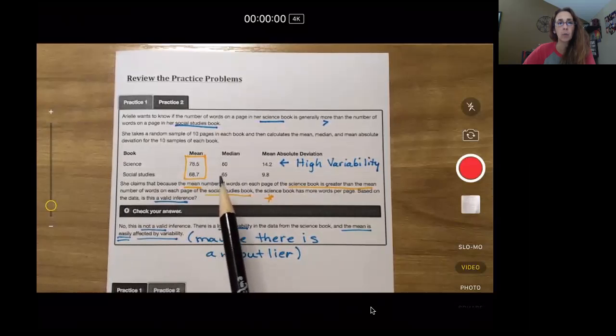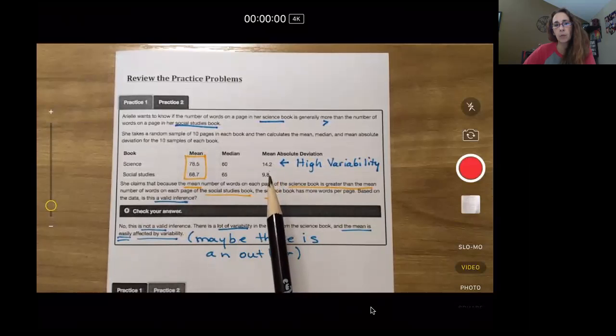And you can see here the science book has more words per page on average, according to the mean, than the social studies. But when we look over here, the mean is 60 for the science, and the social studies is 65. And then in her mean absolute deviation calculation, there's a higher variability with the science book than there is with our social studies book. But she uses the mean, and she claims that the mean number of words on each page of the science book is greater than the mean number of words on a page of the social studies book. So she thinks that the science book has more words per page based on that data.